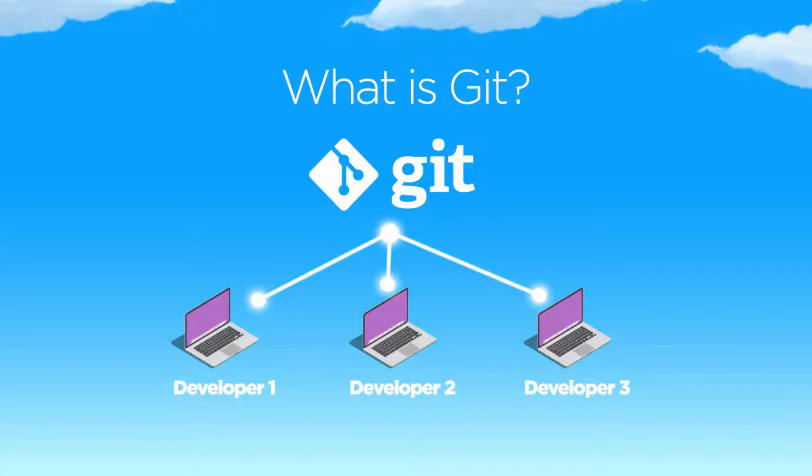Today we will set up a Git version control system for your Unity project. And if you're new to this, Git is a version control system for tracking changes in source code. It was created in 2005 by Linus Torvalds, and it's free and open source.